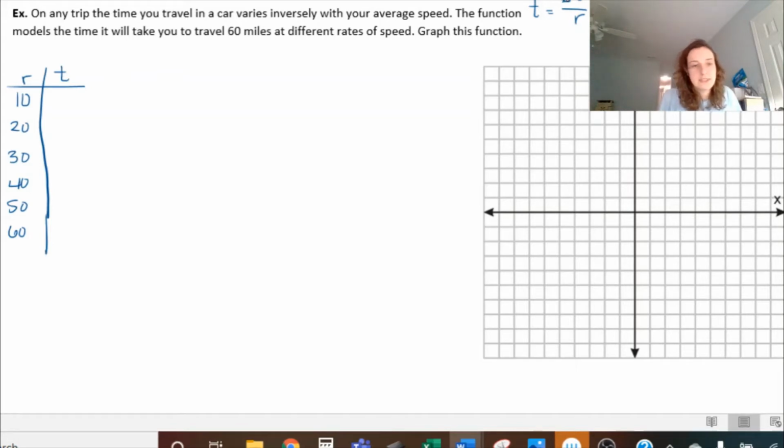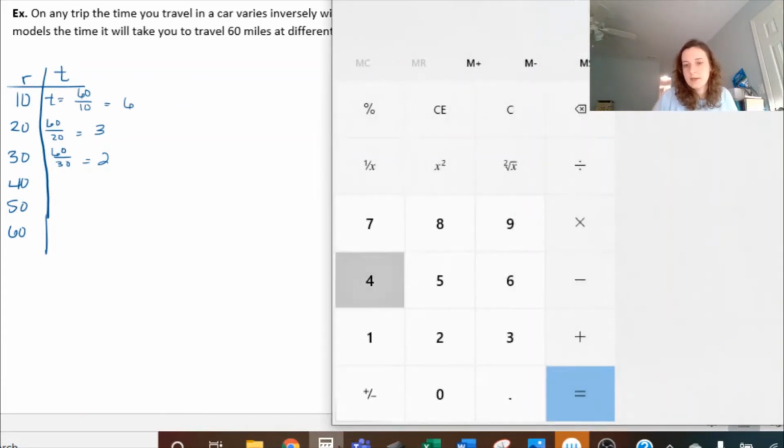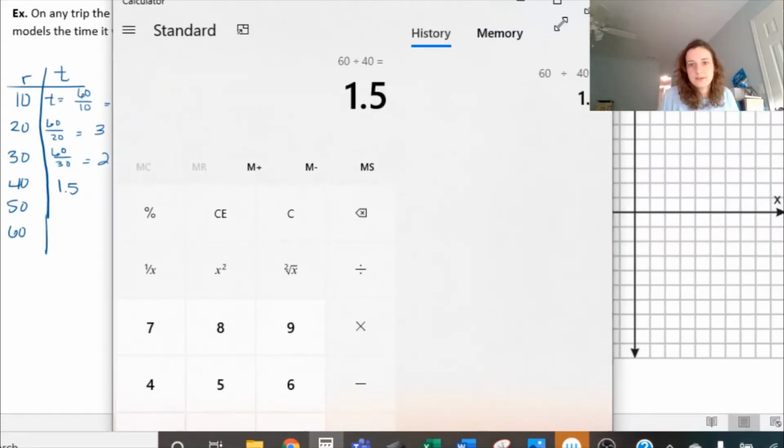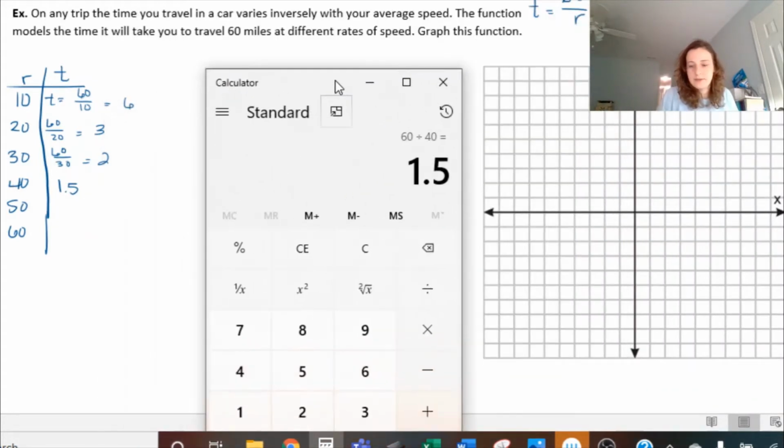Okay, so for t, now t is going to be equal to 60 divided by 10, which is 6. Now I have 60 divided by 20, which is 3. 60 divided by 30, which is 2. 60 divided by 40, right? Come over here and get an accurate 1.5. 60 divided by 50, here I can make this smaller so that you can see it together. Okay, 60 divided by 50, 1.2.